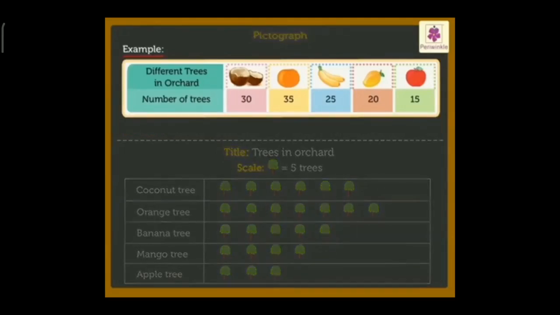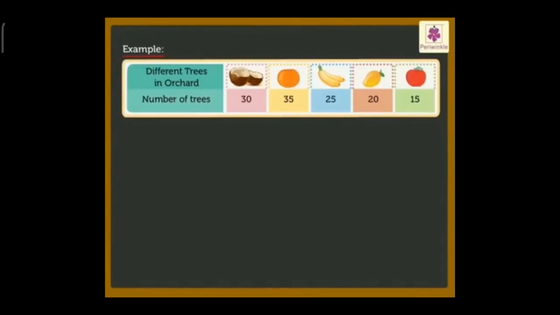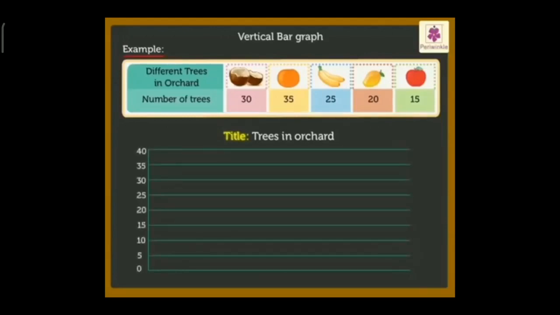So we have represented this data as a pictograph. Now let us represent this data in the form of vertical bar graph. Step 1, write the title which explains what is being represented. Here the title is trees in orchard. Step 2, draw the horizontal and vertical axis. Step 3, mark the scale on the vertical axis which represents the numerical data.